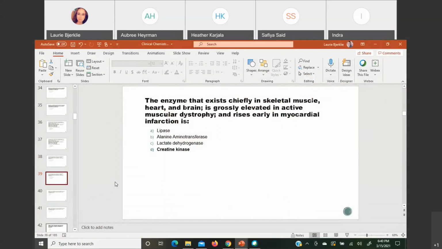It is one of the very first things to rise in a heart attack and myocardial infarction. We just don't usually measure the creatine kinase. It's too general because it can be associated with a bunch of different things. But if you did, it would rise very early on.